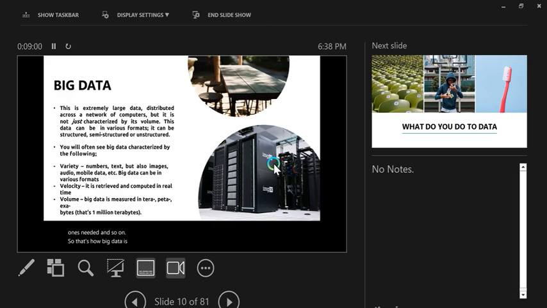Then there is volume. Even as we are speaking or seated here, how many people are posting on social media? There's a lot of content being shared on social media and so on. Those are the main characteristics of the non-traditional data. Maybe before we proceed further on what you do to data, we have a question on the difference between the traditional data and big data.